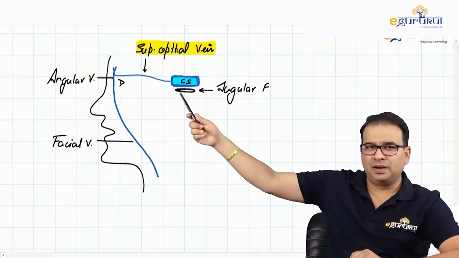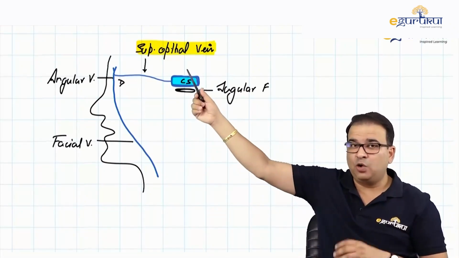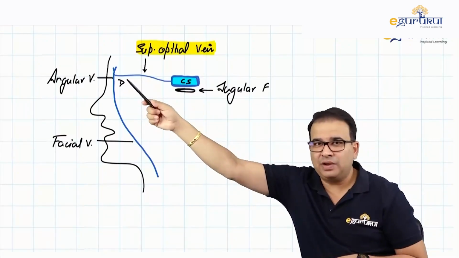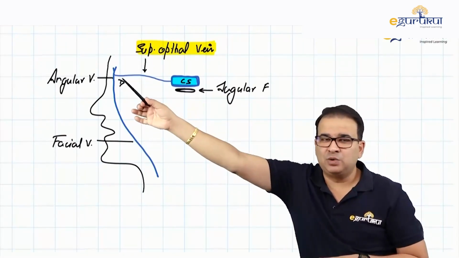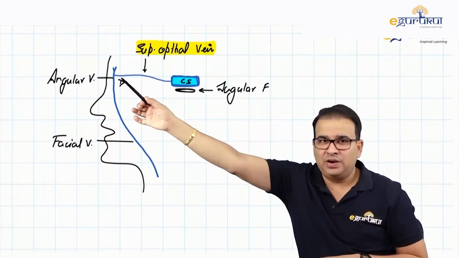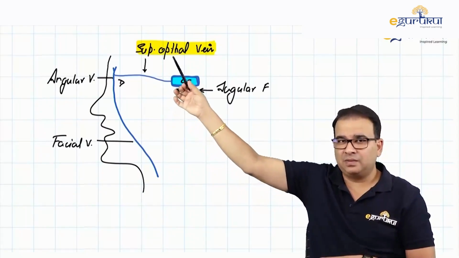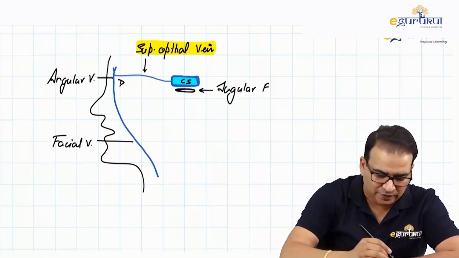It's very obvious that because this is an emissary vein, there are no valves inside. So infection from the cavernous sinus can go toward the angular vein, or from the angular vein it can go toward the cavernous sinus. So any infection from the outside of the face, from this angular vein region, can reach the cavernous sinus because there are no valves inside. So this again is one of the dangerous connections. There's another dangerous connection we have.